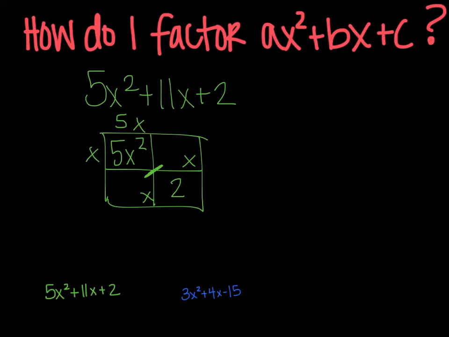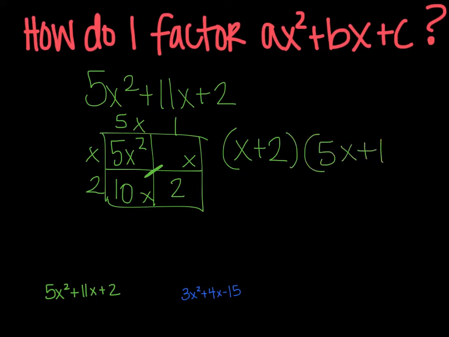And then 2 is 2 and 1. So then we would have just an x here and then a 10x there. 10x and 1x makes 11x, which is what we wanted. So your answer to this problem would be x plus 2 and then 5x plus 1.